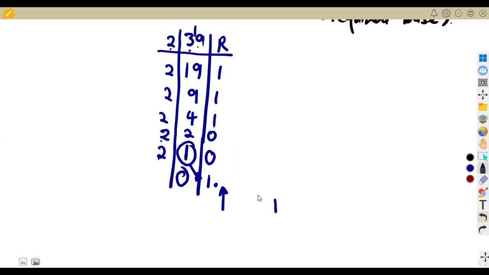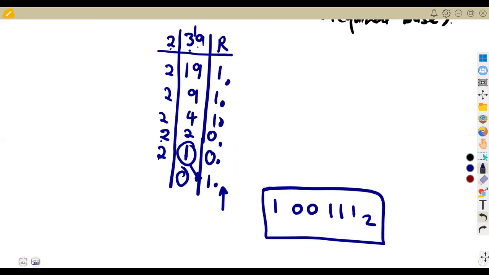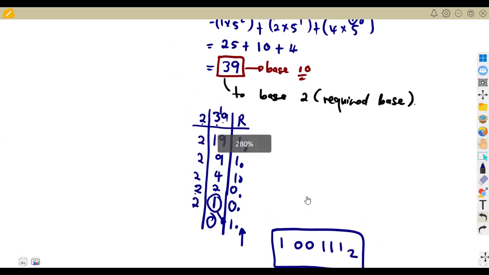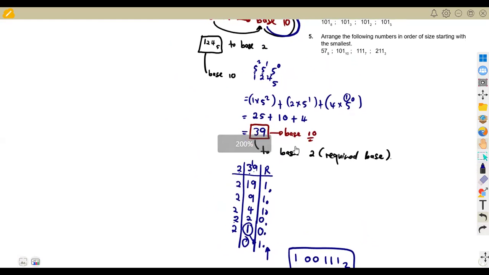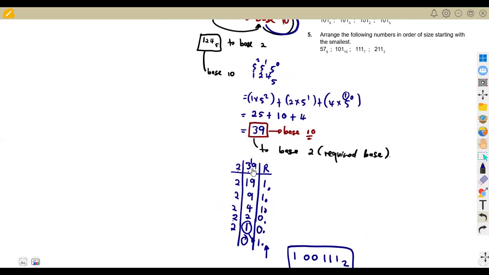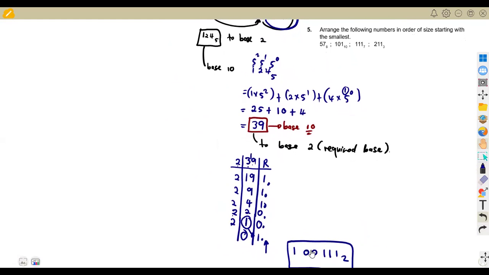So we've got a 1, a 0, and a 0 there. 1, 0, 0, 1, 1, 1. So this is 1, 1, 1 like this in base of what? In base 2. So we have managed to convert this number that we were given in base 5 to be written in base 2.